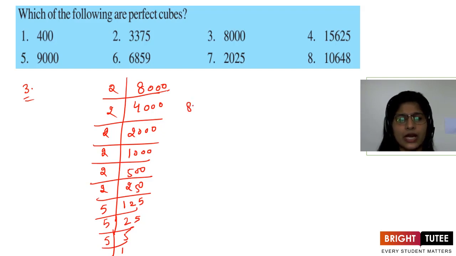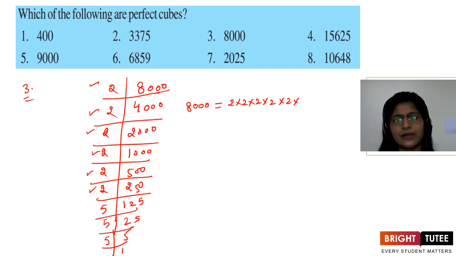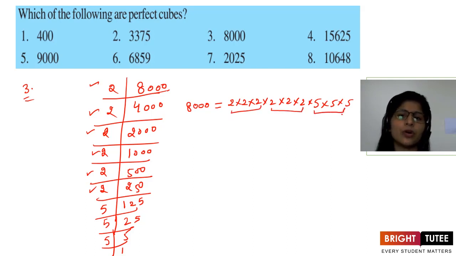Okay, so 8000 is written as, how many times do we have? 1, 2, 3, 4, 5, 6. Okay, 5 is coming up 3 times. 1, 2, 3. So this is one triplet, this is another triplet, this is the third triplet. Yes, we are able to form or convert all the prime factors in the form of triplets.